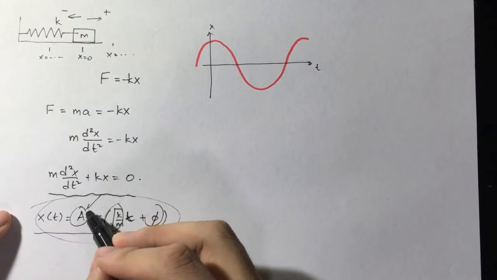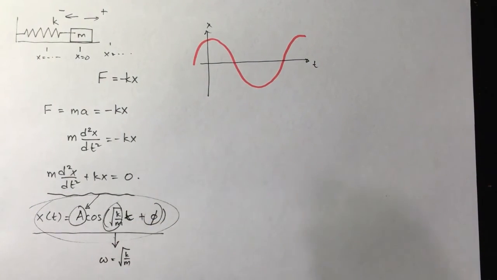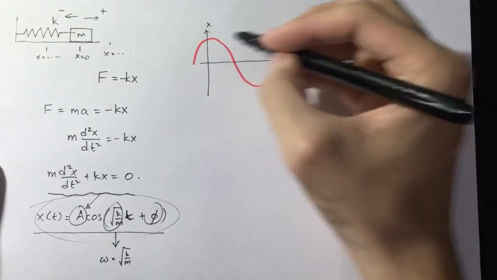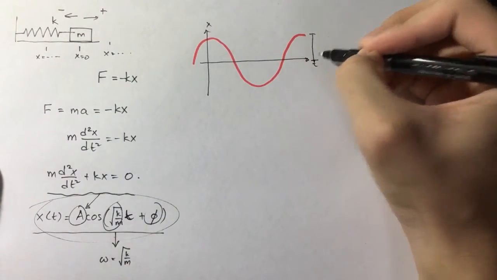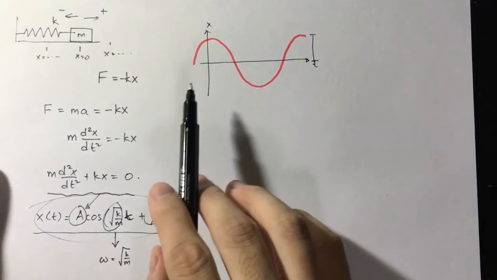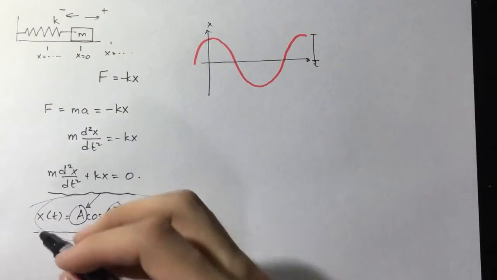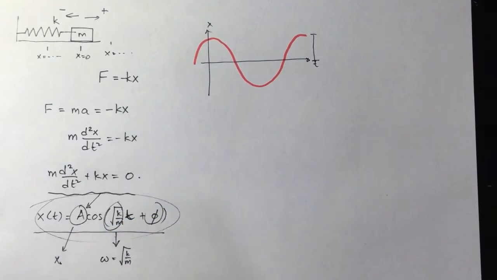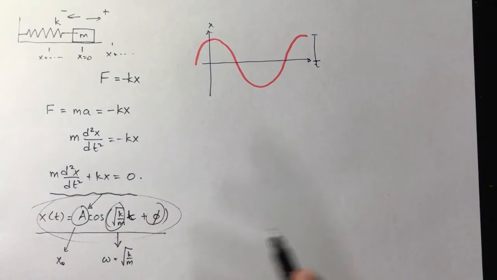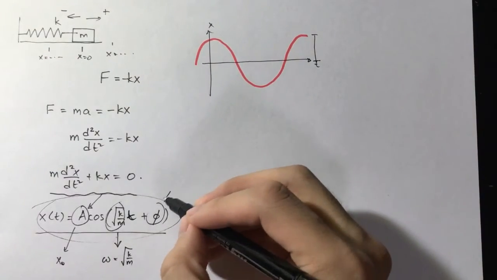This here, the A, is what we call the amplitude. Basically, it is this height. It is basically the furthest that the block can go. What is the largest x that the block can be? Sometimes people write it as x naught because it's a bit more informative and shows that it's related to x. This is what we call the phase angle.